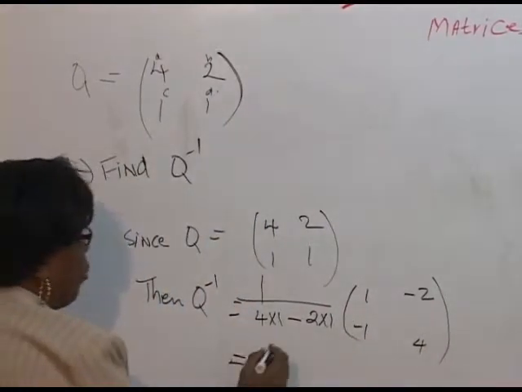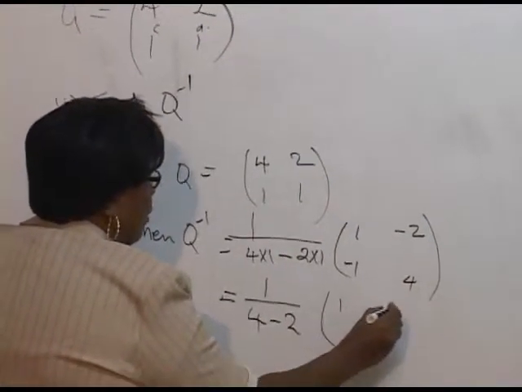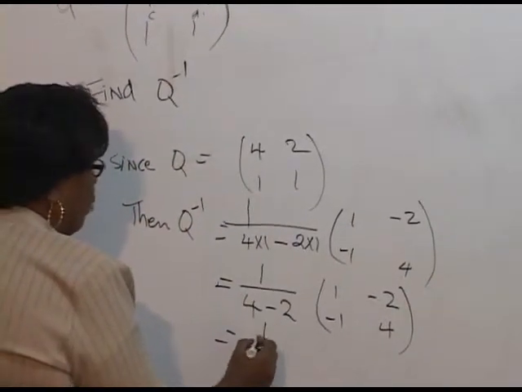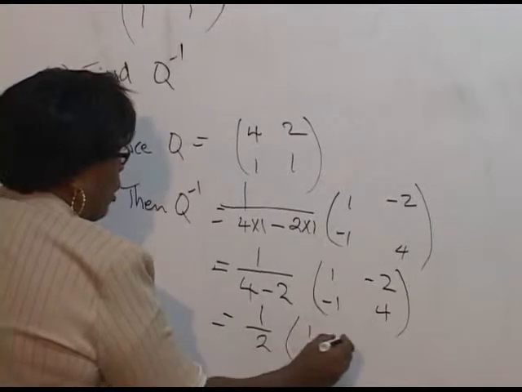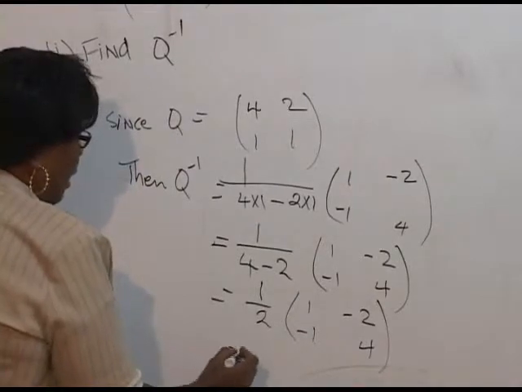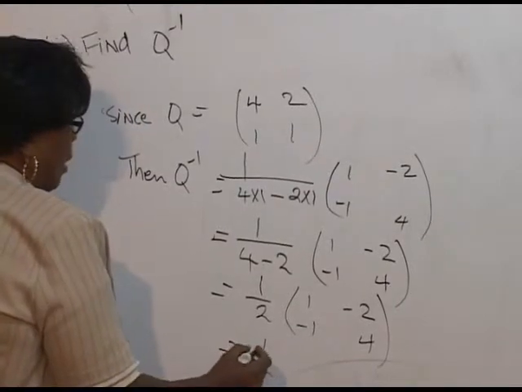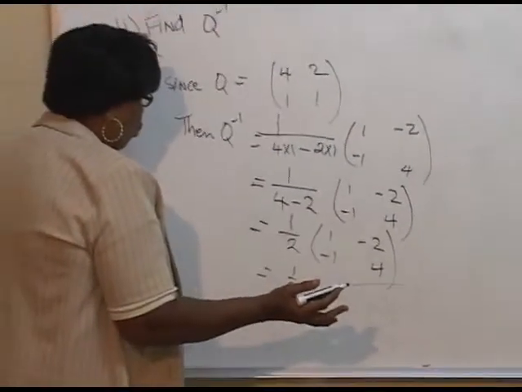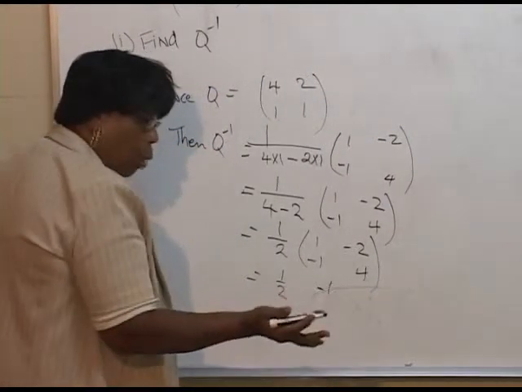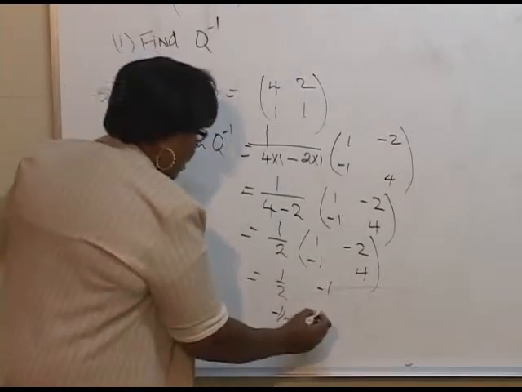And we're just multiplying out. It's 1 over 4 minus 2, and it's 1, negative 2, negative 1, 4. And that's just equal to 4 minus 2, so that's just a half, times 1, negative 2, negative 1, 4. Okay? And then we're just multiplying. A half times 1 would give you a half. If we have negative 2 and we're taking a half, what's half of 2? Right, and it is negative 1. Then a half of negative 1 is negative a half. And then a half of 4 is 2.